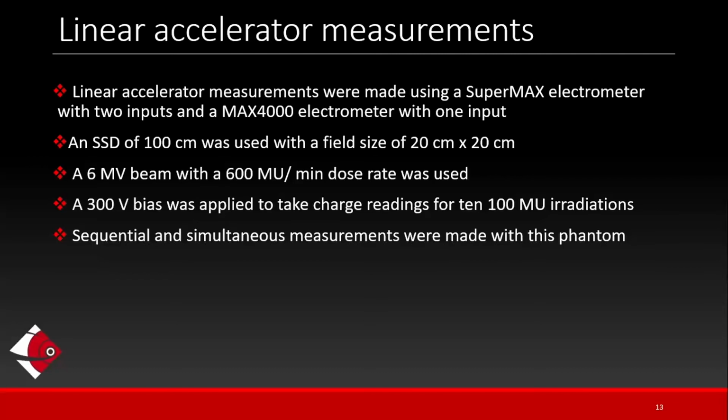A 6 MV beam with a 600 monitor unit per minute dose rate was used, and a 300 volt bias was once again applied to take charge readings for 10 100 MU irradiations. 10 irradiations were chosen to keep the measurements consistent between the strontium-90 and linear accelerator methods to have an accurate timing comparison.